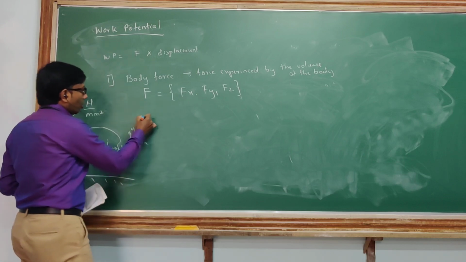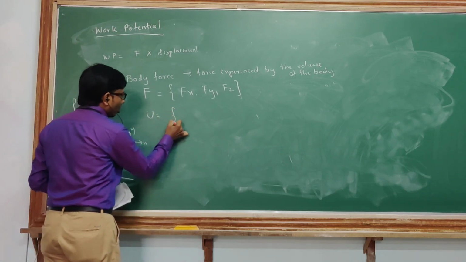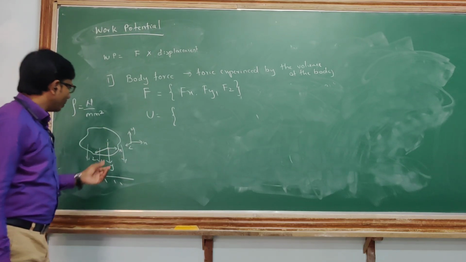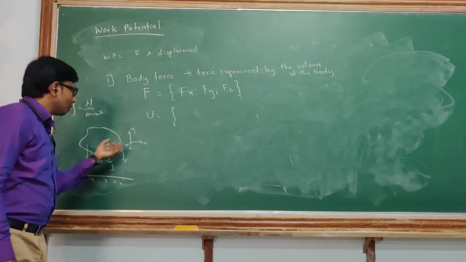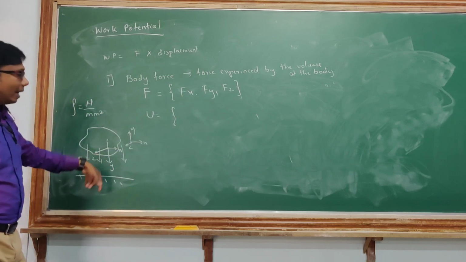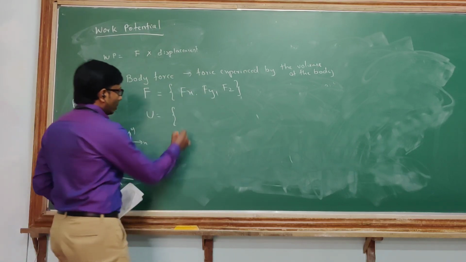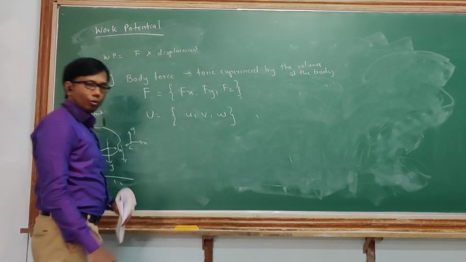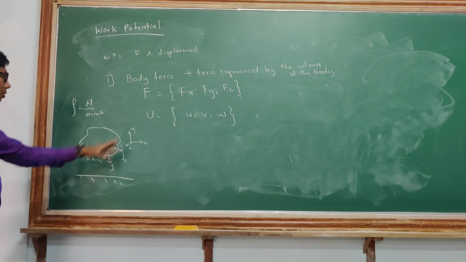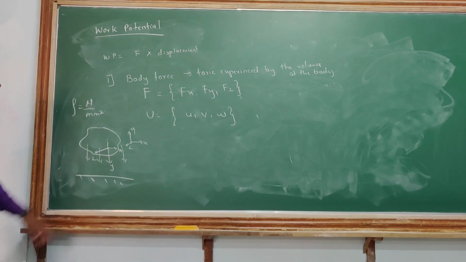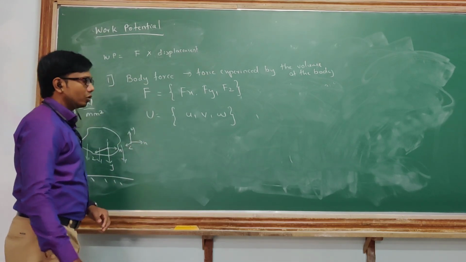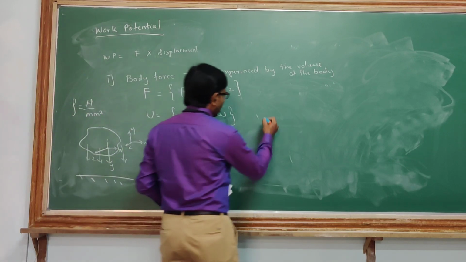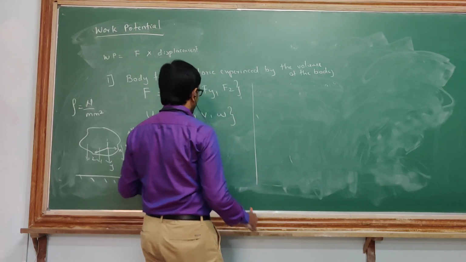So now, what will be the displacement? U is just a general displacement term. Because of these three forces, I will have three displacements, that will be u, v, w. Assume that the forces are in three different directions, and the displacement will also be in three different directions. So now I will try to write the work potential for this.